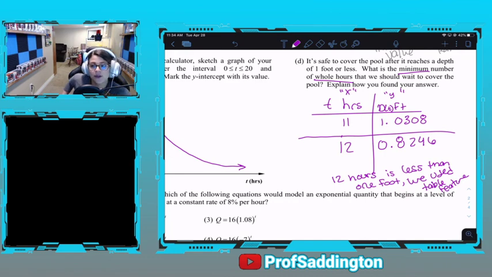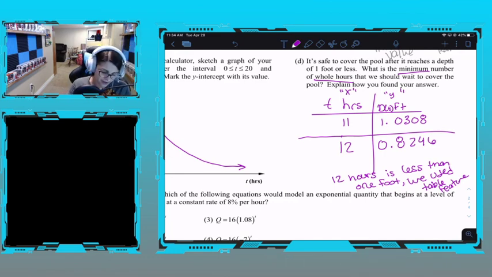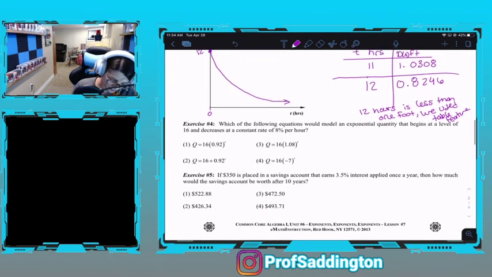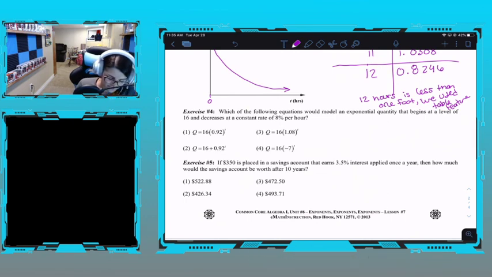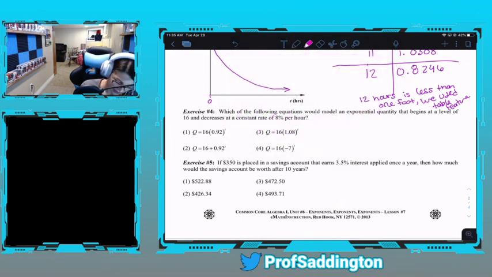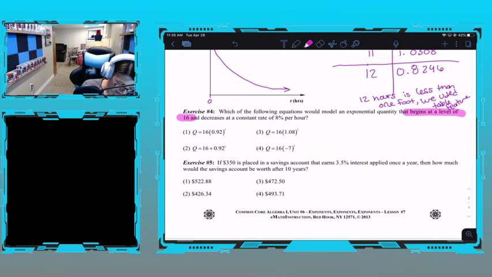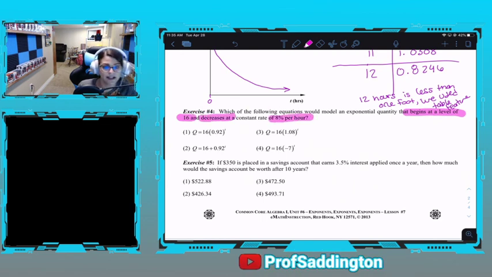Okay. So let's do a couple more questions and then I'll let you be free. All right. For which of the following equations would an exponential quantity that begins at a level of 16, that sounds important, let's highlight that, so begins at 16 and decreases at 8% per hour.